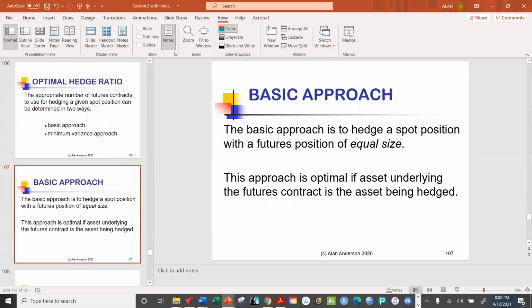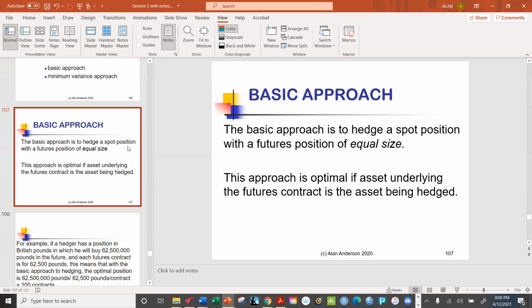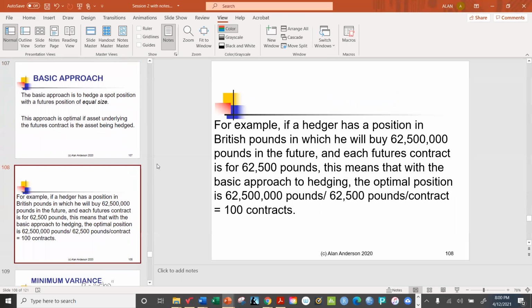All right, what is the basic approach? Well, the idea here is that you want to hedge a position with a futures contract of equal size. Now, of course, we already know that that might be tricky given that the futures contracts are limited in selection. So, like I said before, with the British pound futures contract, imagine a situation where you're going to be buying exactly 62,500,000 pounds in the future. And we know that each British pound futures contract is written on 62,500 pounds. Then in this really perfect scenario, you would ideally want to buy 100 contracts to hedge your risk.